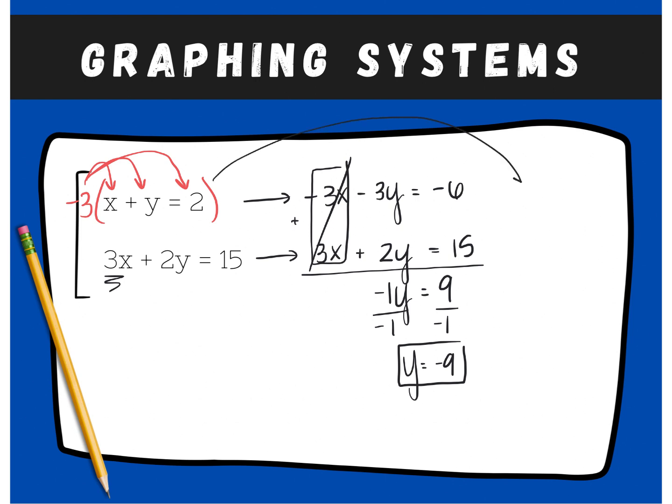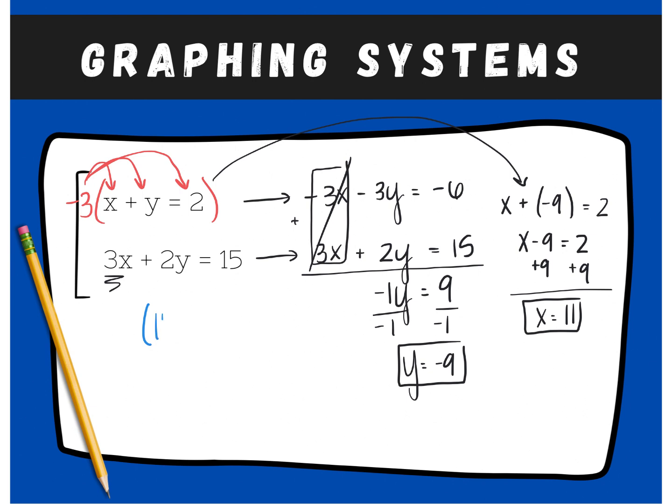I'll plug it into the first equation. It really doesn't matter which one you plug it into. Look for the equation that looks easiest to deal with. In this case, I'll have x plus my y, which I now know is negative 9, equal to 2, which is really equivalent to x minus 9, right? X plus negative 9 is the same as x minus 9. I'm going to add 9 to both sides to get that x isolated, and that helps me figure out that x is equal to 11. So the solution to my system is 11, negative 9.